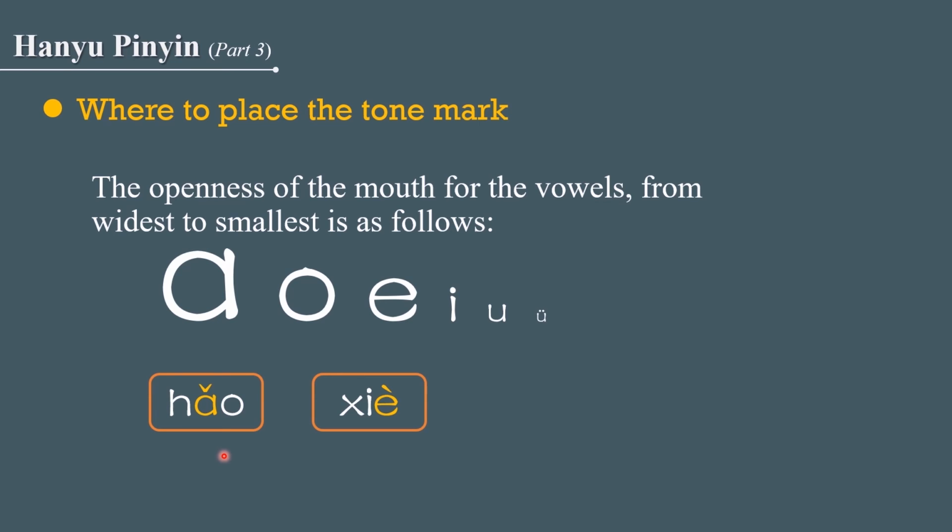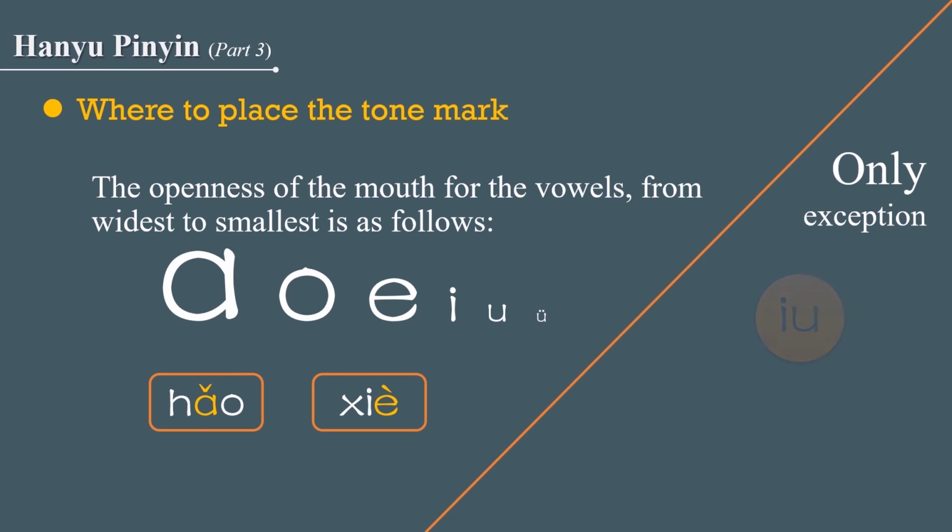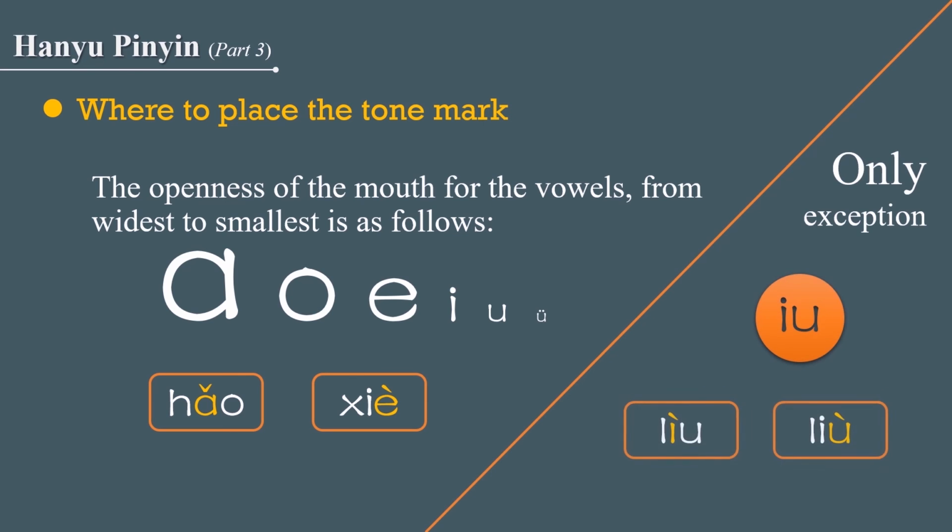And in the syllable 谢, the vowel 呃 is wider than 一, so the tone mark should be above 呃. And the only exception is 优. The tone mark should be placed above vowel u instead of vowel i, which is opposite to the rule.